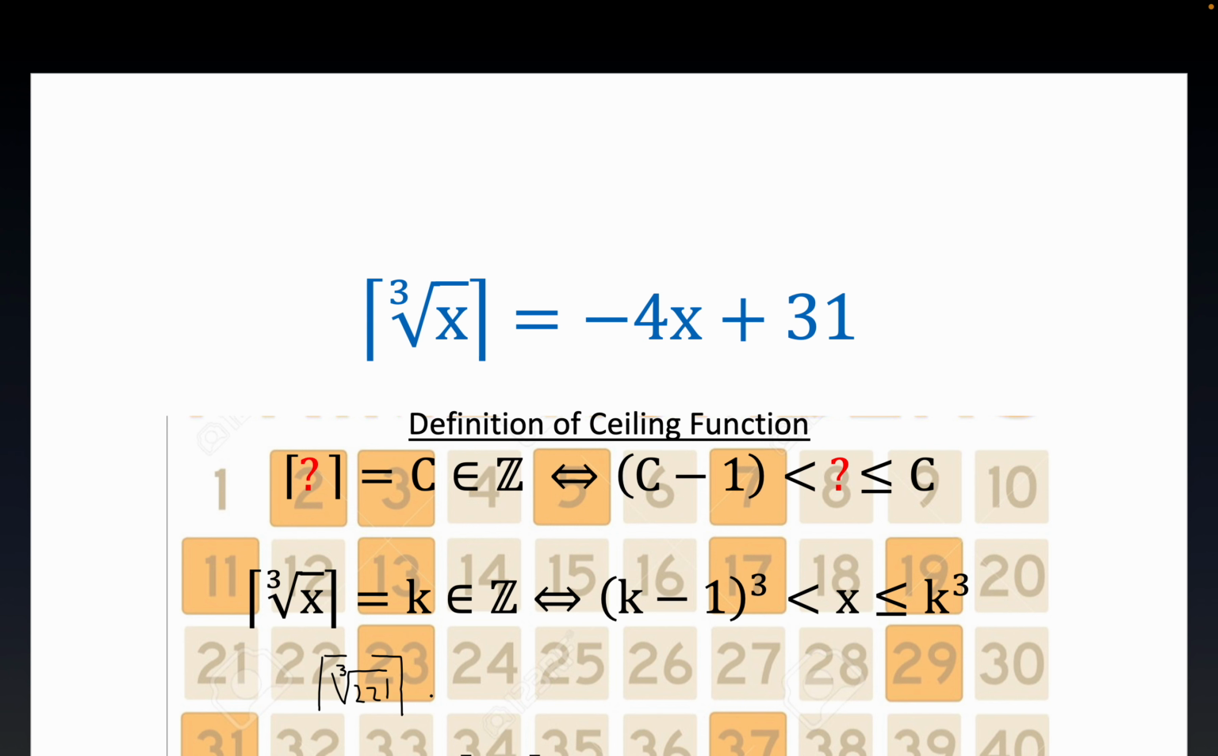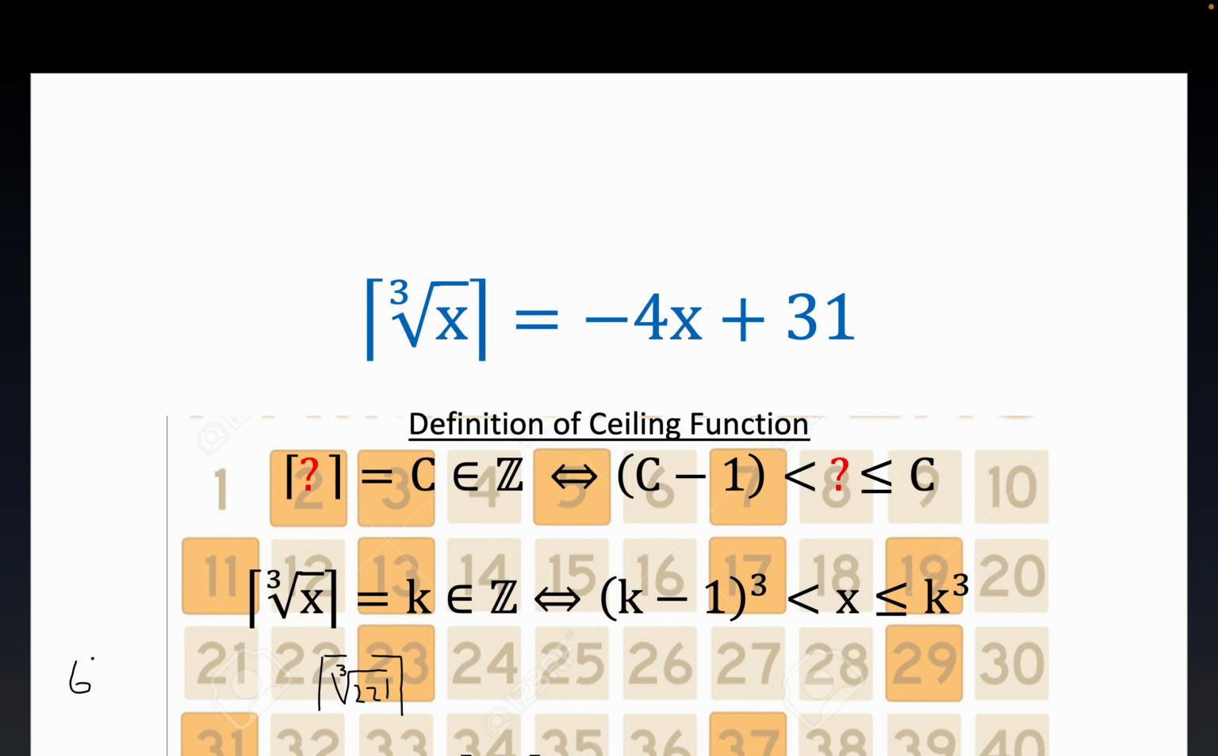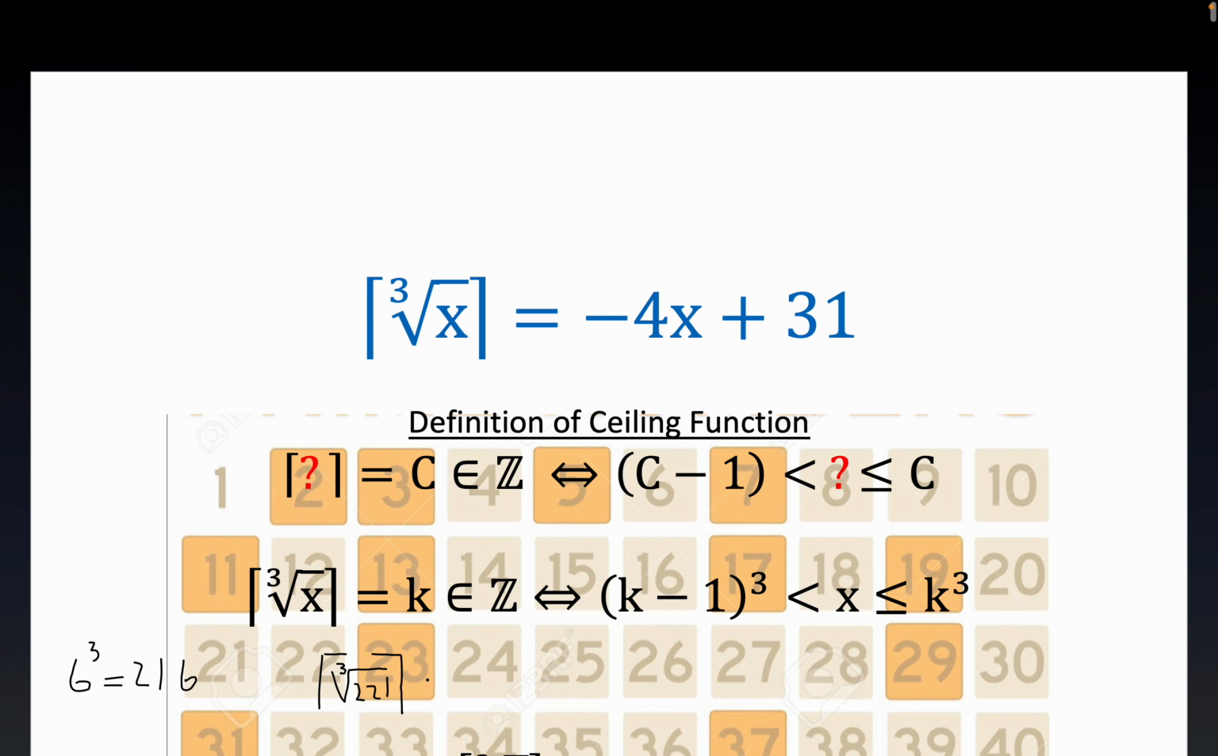Now, notice this is very close to a perfect cube. 6 cubed is equal to 216, right? So 221 is a little bigger, right? And so that would mean you would have to bump up to the next integer. So this would be equal to 7.